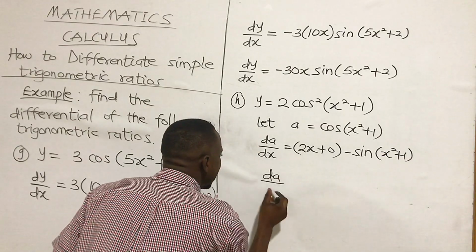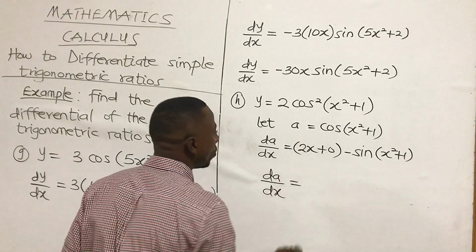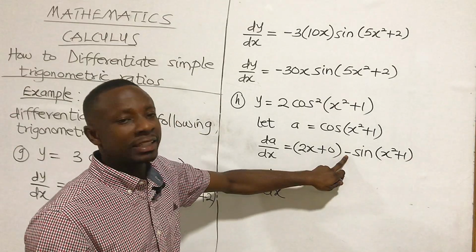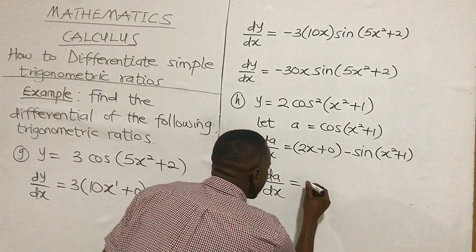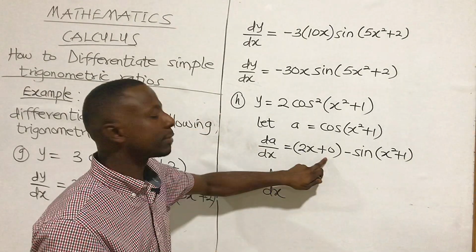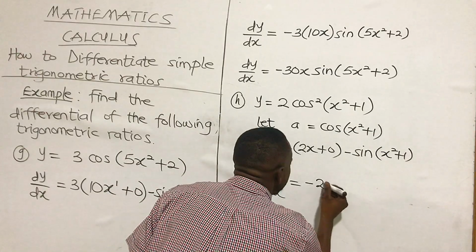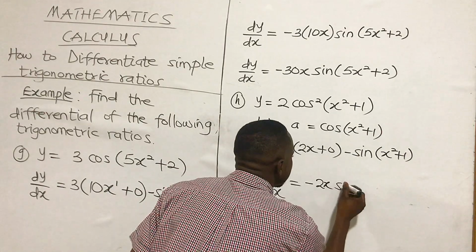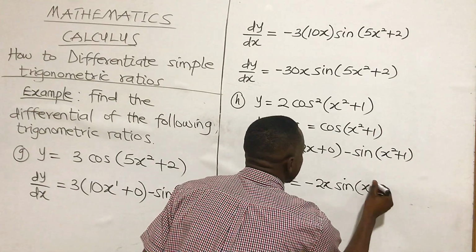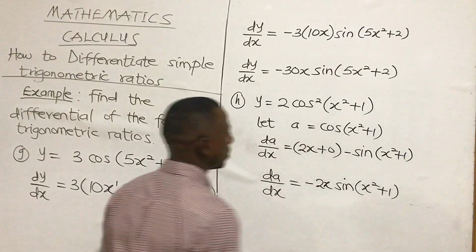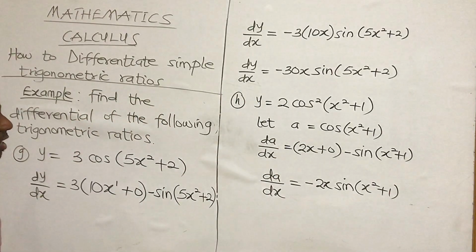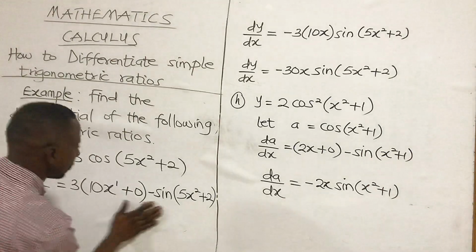So I have dA over dx to be equal to, because of the negative, I'll write it first. So minus 2x plus 0. I still have 2x. Then sine of x squared plus 1. Now, from here, this will be the continuation.